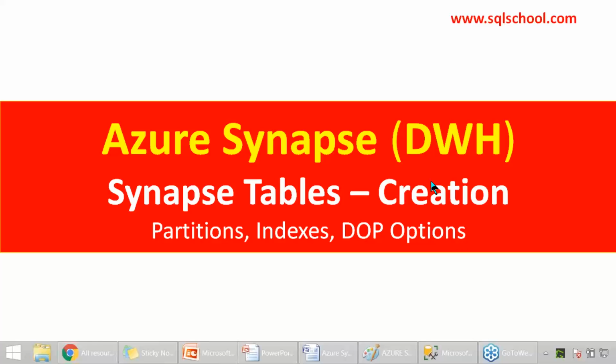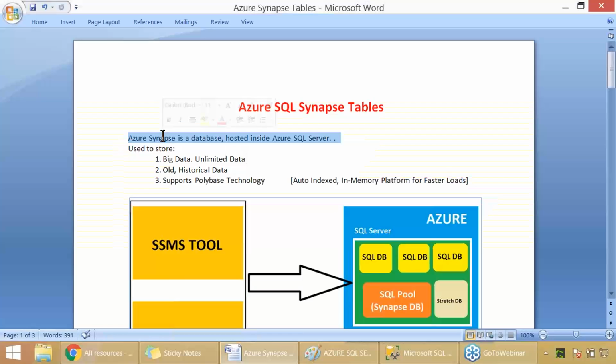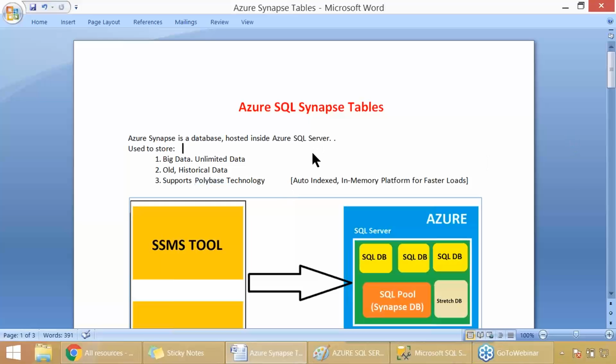Let's understand what exactly Synapse tables are and what the different variants, different types are. Well, Azure Synapse is basically a database. It's a data warehouse to store a huge amount of historical data, unlimited data. And it also supports PolyBase technology, which is mainly used for faster data loads, auto-indexed in-memory data load activities.